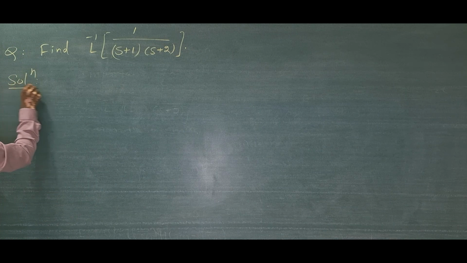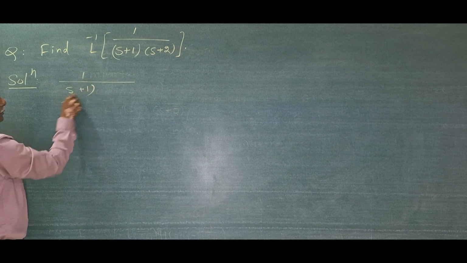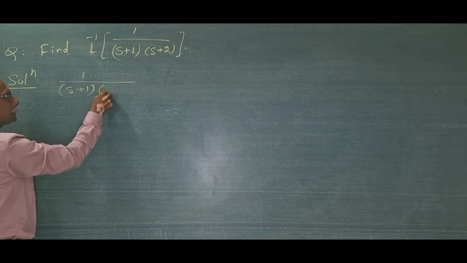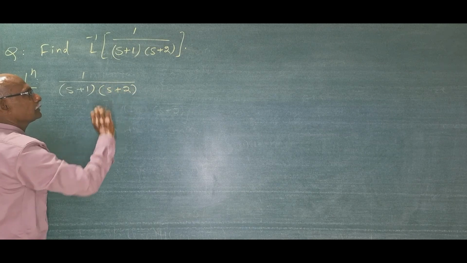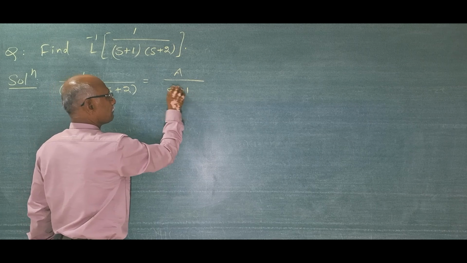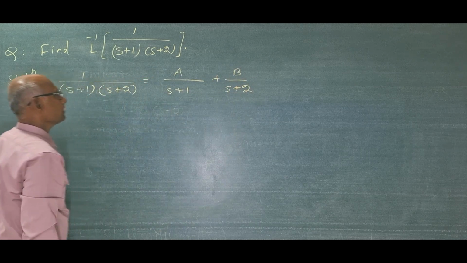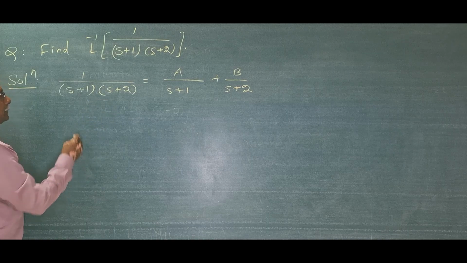So, first of all, what we do is we factorize the given function: A upon s plus 1. Both are linear factors, therefore B upon s plus 2. And we have to find A and B.